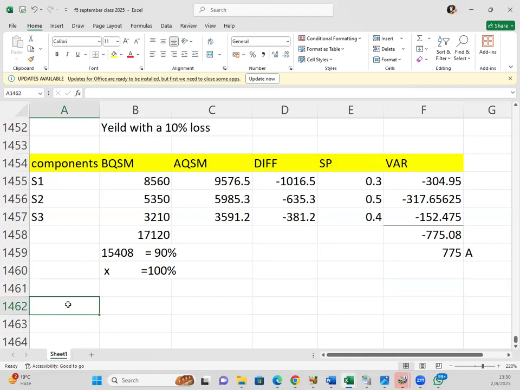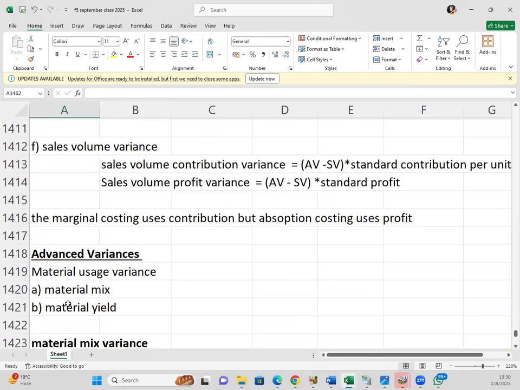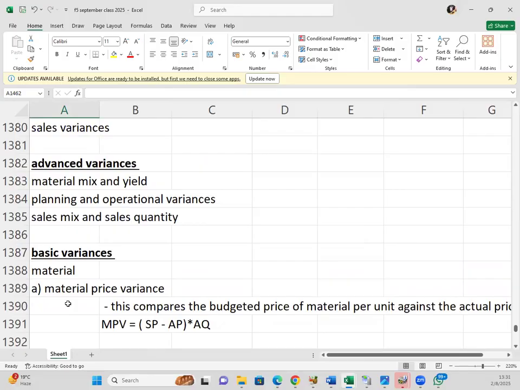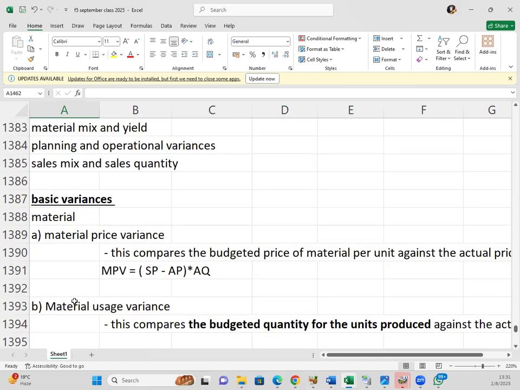So we have looked at from the list. We are now left with dealing with planning and operational variances, then sales mix and sales quantity variance. I wouldn't want us to do all of them now because you'd end up mixing up the things and adding more confusion. So go and attempt questions on what you're covering. The next session, we'll finish our planning and operational variances and move to the next.